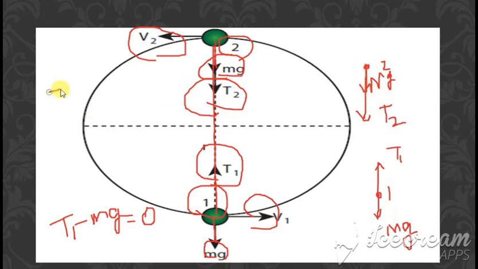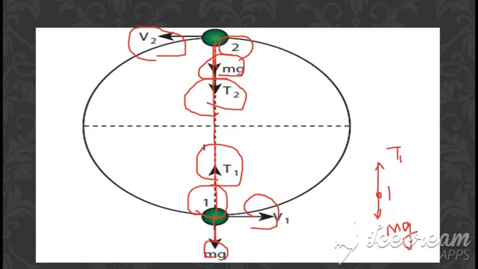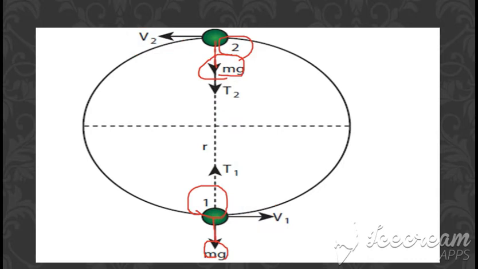Then for the second point we can write t2 plus mg. Okay, this is equal to the centripetal force. So we can write it as mv square by r. Okay, so these are the equations which you are going to write for the points 1 and 2. For this we have to be very clear with this diagram, and also in the last lesson we have seen the free body diagram, is it not? So how to represent that, you have to be very clear.